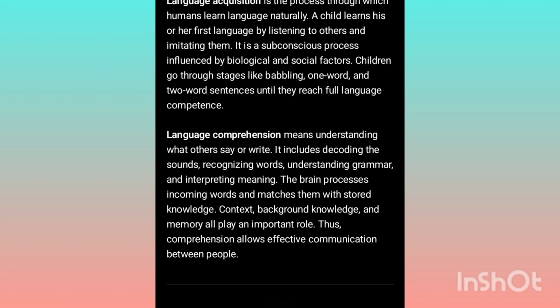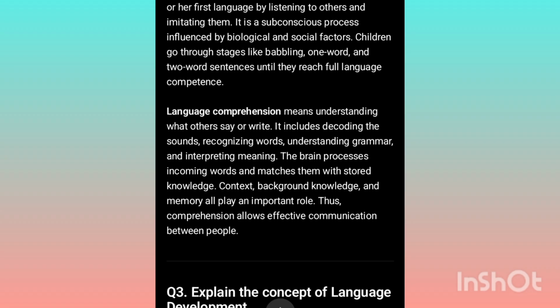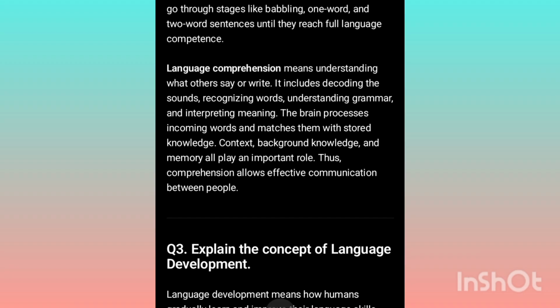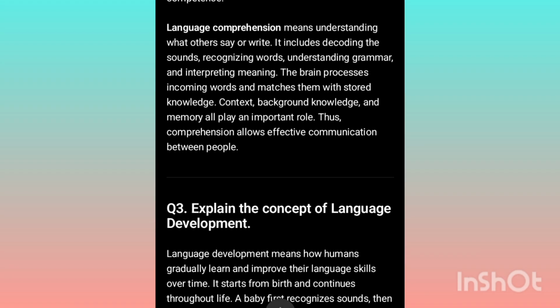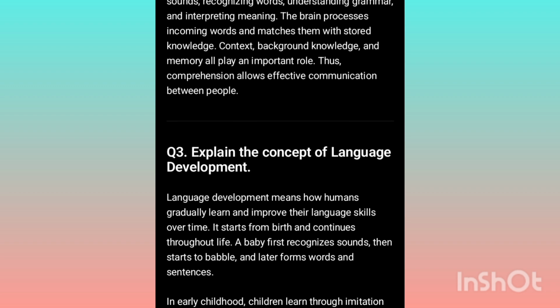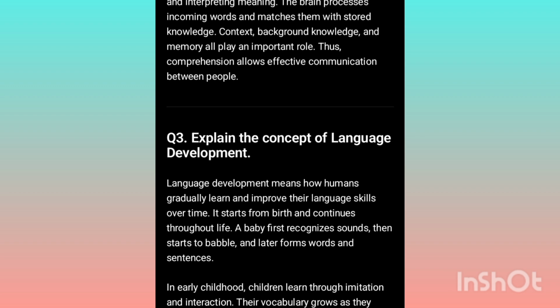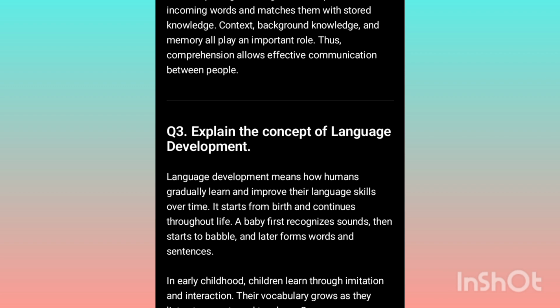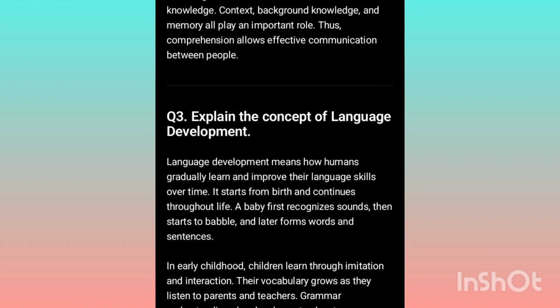Language comprehension means understanding what others say or write. It includes decoding the sounds, recognizing words, understanding grammar, and interpreting meaning. The brain processes incoming words and matches them with stored knowledge. Context, background knowledge, and memory all play an important role. Thus, comprehension allows effective communication between people.